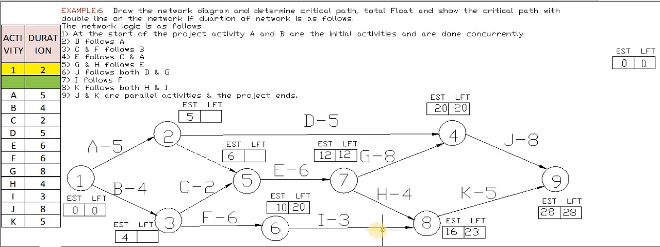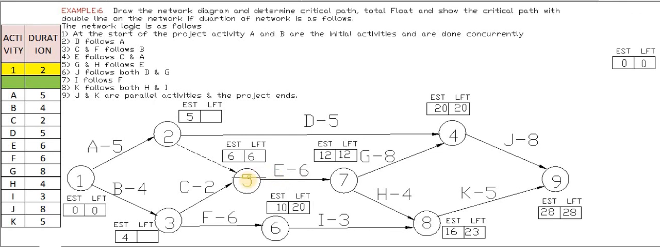What is the next serial number? We have taken up to 6. The next serial number is 5. Again, 5 has only one tail end, that is 7 to 5, which means the LFT of 7 is 12. So 12 minus 6 is 6. So we will directly copy this and paste it here as LFT 6.